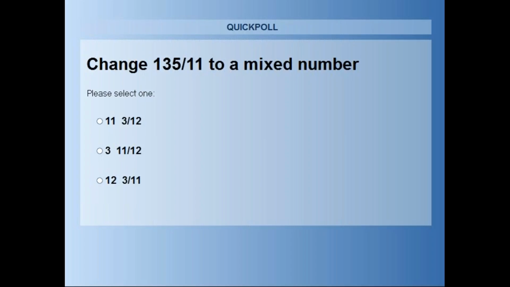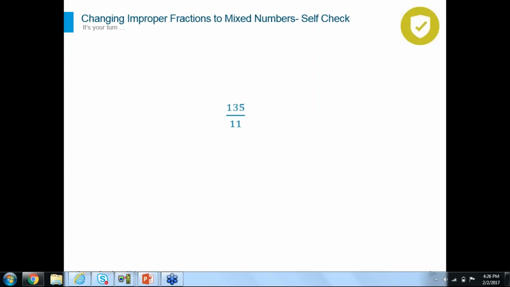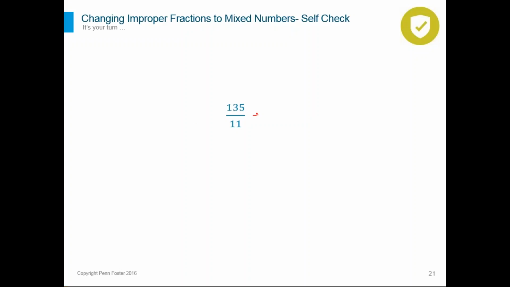Okay, let me share my answer since we are getting tight here in time. So the answer is you are able to figure out that the mixed number for that improper fraction is 12 and 3 over 11.